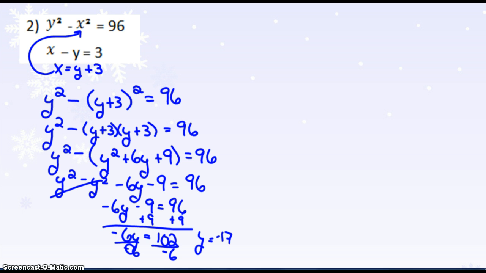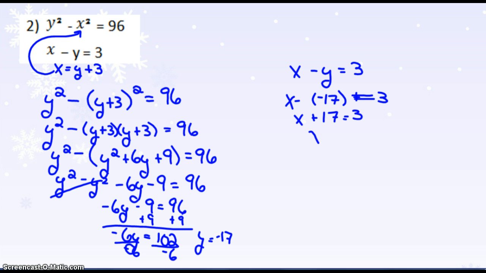So now this one only has one y value. So I'm only going to have 1 point here. When I plug that negative 17 in, whoopsies, then I'm going to have x plus 17 equals 3, so x equals negative 14. So negative 14, negative 17. There's our point for that one.